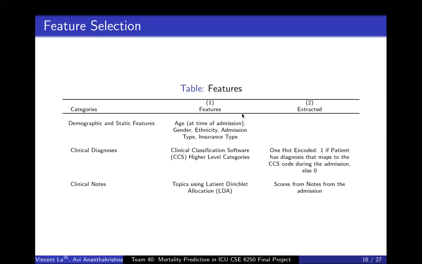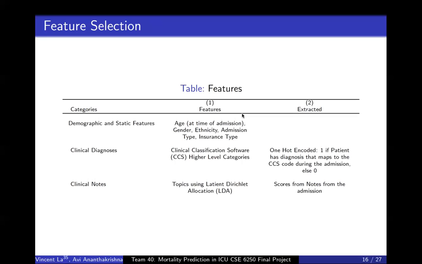And for our features, we just one-hot encoded them. It's a 1 if the patient has a diagnosis that maps to the CCS code during the admission, else 0. That was the second model. So basically we used demographic and static features, on top of that we threw in clinical diagnoses, and we tried to predict mortality.